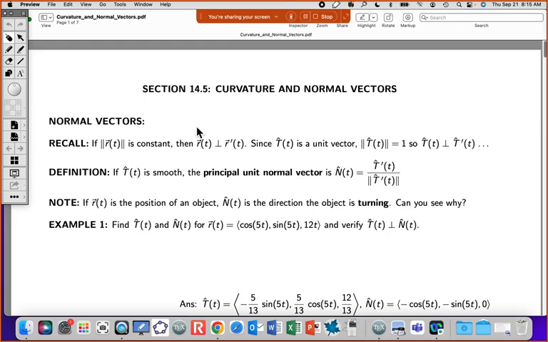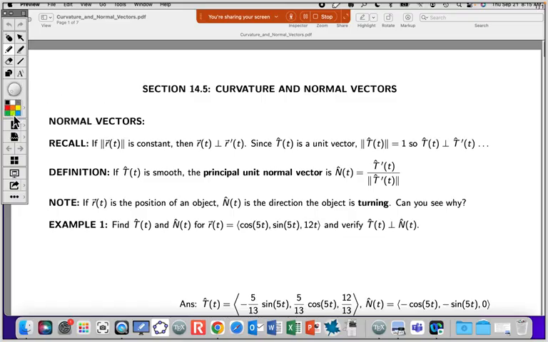Okay, so we're in section 14.5, curvature and normal vectors. I thought it would behoove us to take a few minutes here at the beginning to review what we've been talking about this week so far, because there's a lot of formulas and concepts running around.